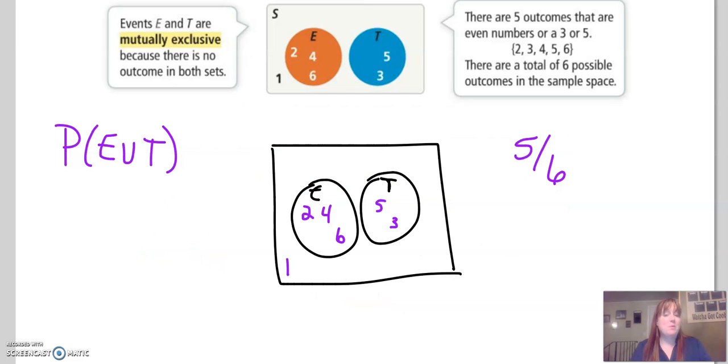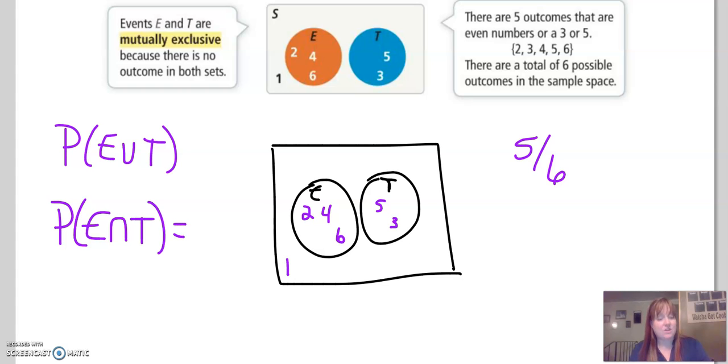But then what's the probability of rolling an even number and a 5 or 3, right? So what's the probability of E and T? Well, we know that these are mutually exclusive events, therefore their probability is always going to be 0, because when I roll a number, it absolutely 100% cannot be even and a 5 or a 3.